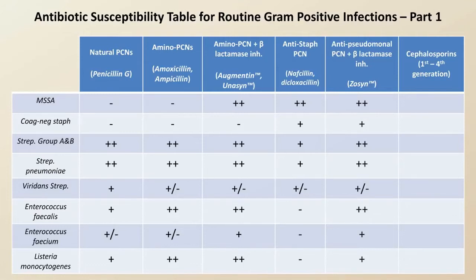Cephalosporins vary substantially in their gram-negative and anaerobic coverage, but for the most part, their gram-positive coverage is fairly similar, with only a few minor differences between individual drugs. Cephalosporins tend to have excellent MSSA and strep coverage, including viridans strep, but have less reliable coverage of coag-negative staph and have absolutely no coverage of Enterococcus or Listeria.